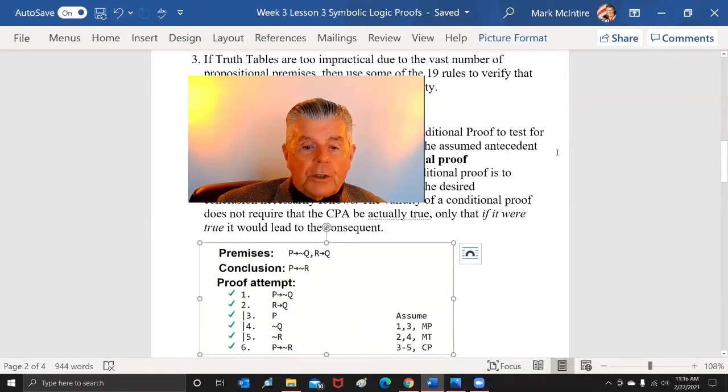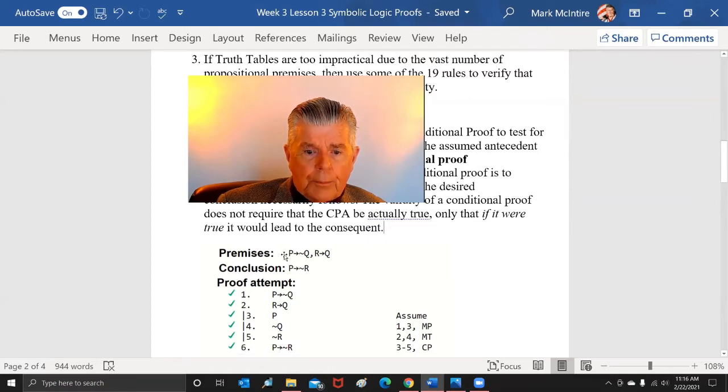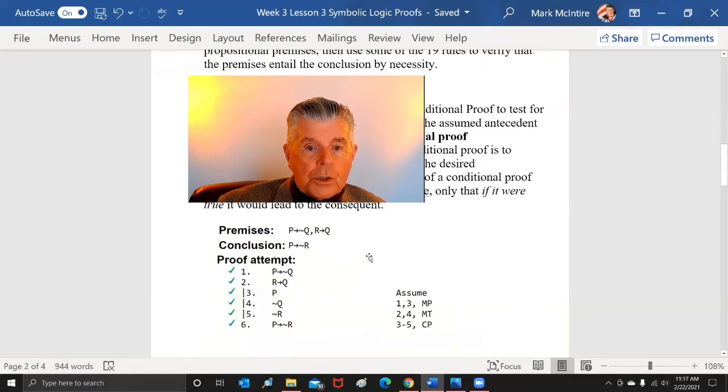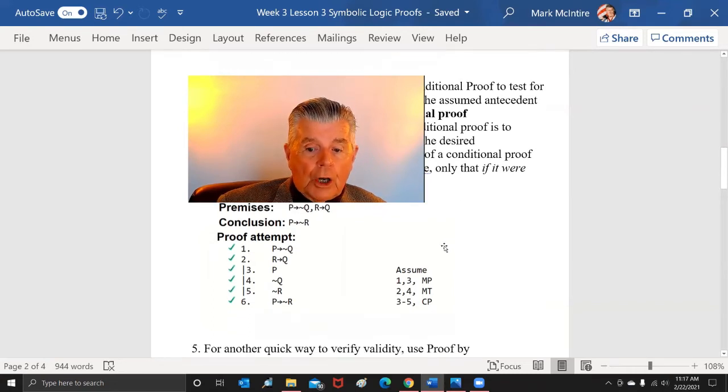So here's what a conditional proof would look like. I'll just read it off, as you can see on the card. If P is the case, then not Q is the case. First premise. Second premise is if R is the case, then Q is the case. The conclusion would then be if P is the case, then not R is the case. Well, how do we derive that conclusion using conditional proof? It's a simple argument, relatively easy to see just using modus ponens and modus tollens.